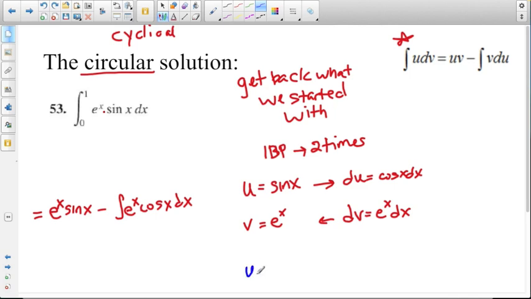I'm just going to keep with this pattern. I'm going to let my u now be cosine x, and my dv be e to the x dx. When I integrate, again, I get v equals e to the x. And when I differentiate the cosine x, I get du equals minus sine x dx.